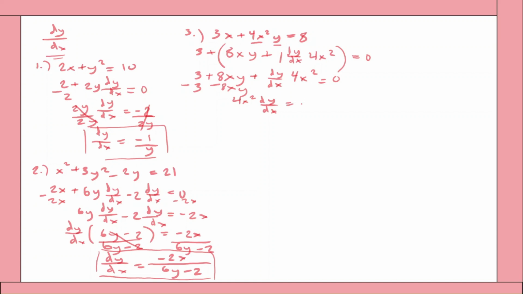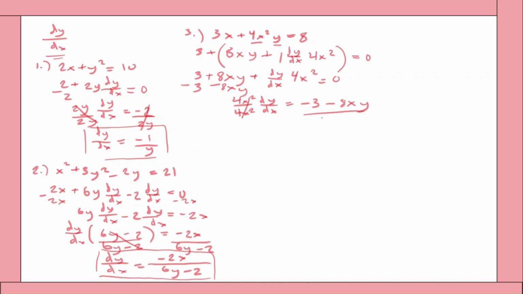And we're going to have this negative 3, and then we're also going to have this 8xy on this side. So again, from here, we just moved it over. We subtracted it to this side. Okay, we're almost there. We just have to divide by this 4x squared because this is the problem. It's attached to the dy dx.